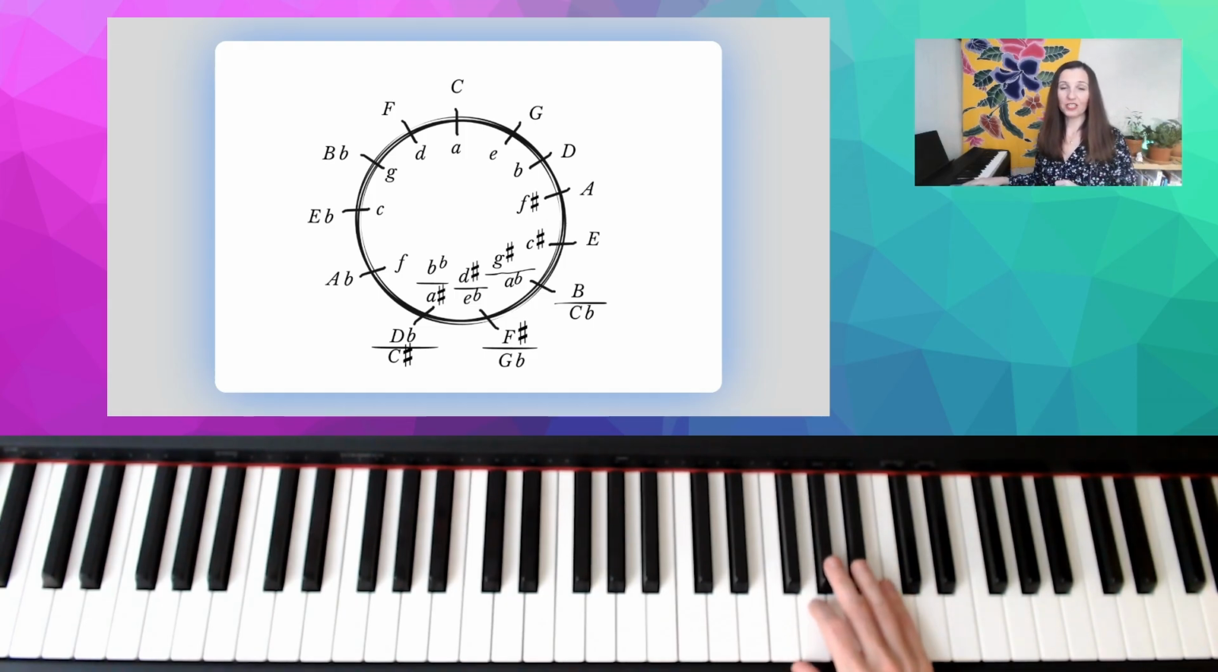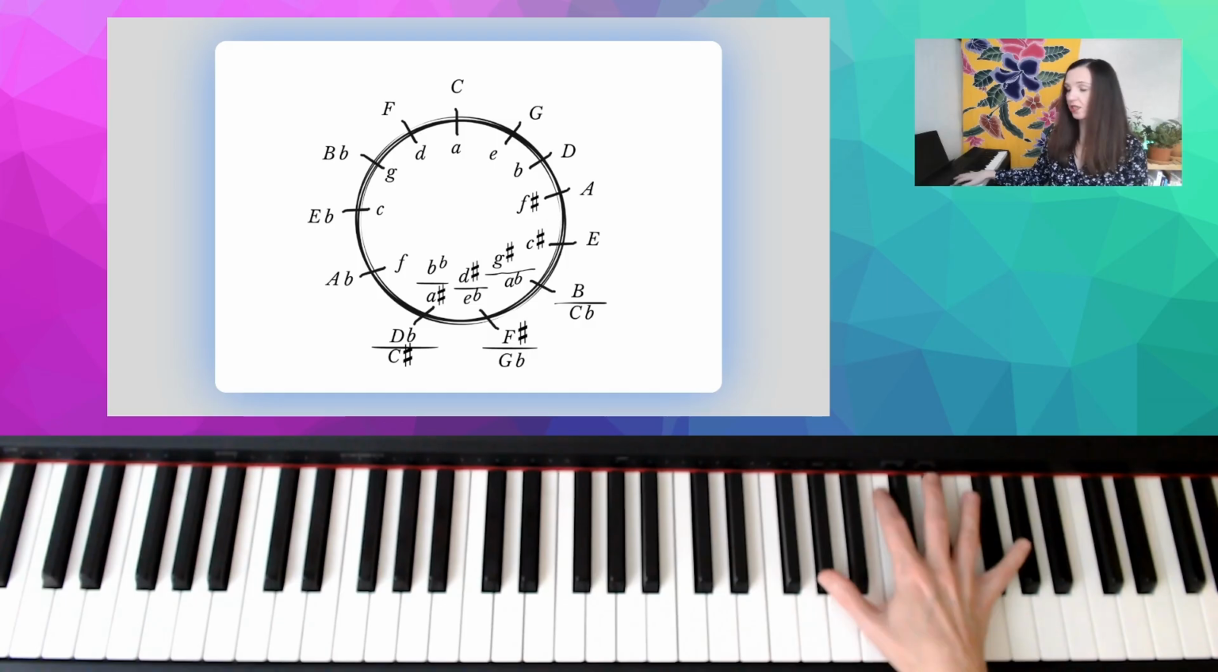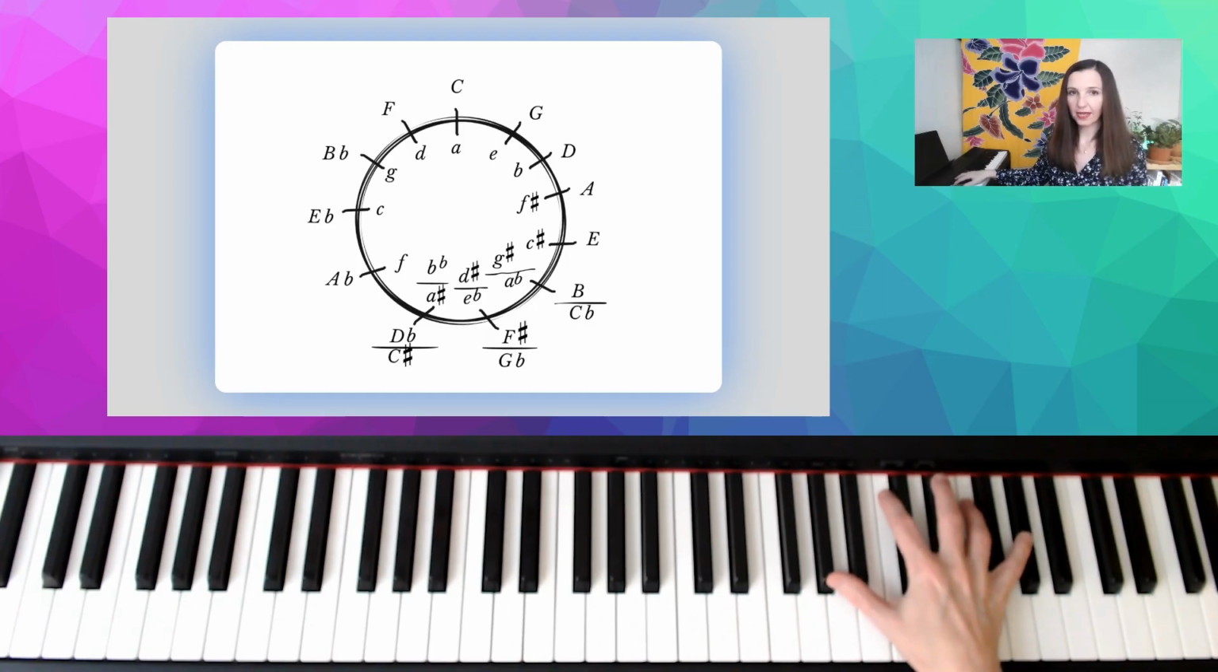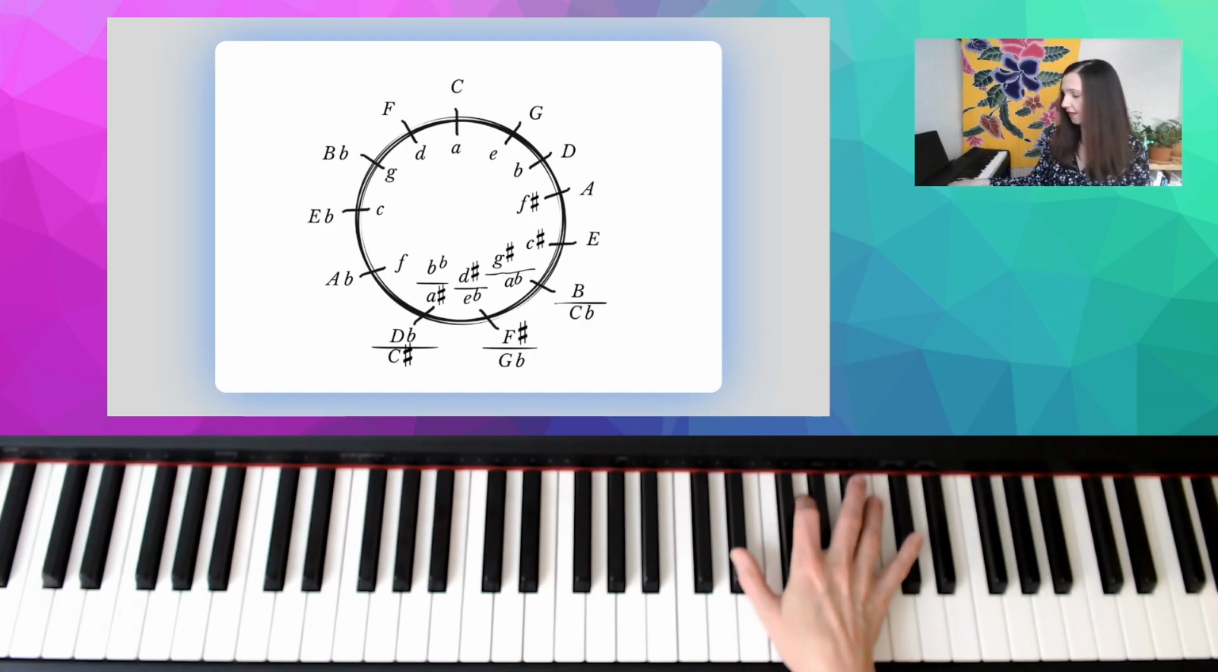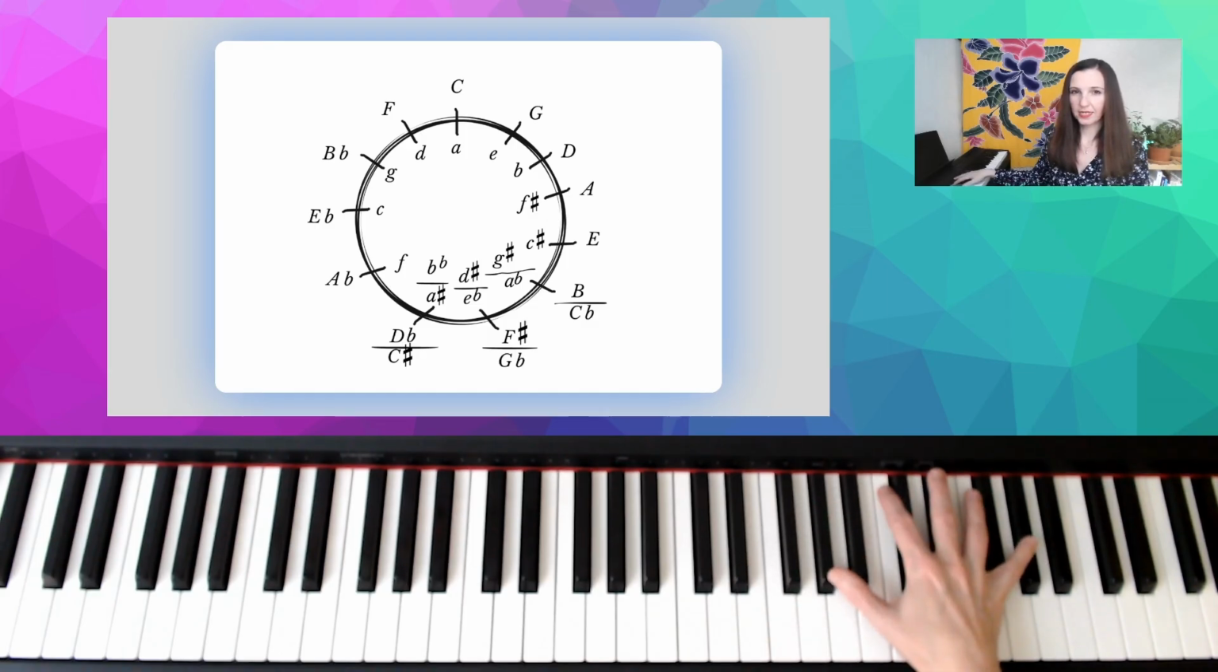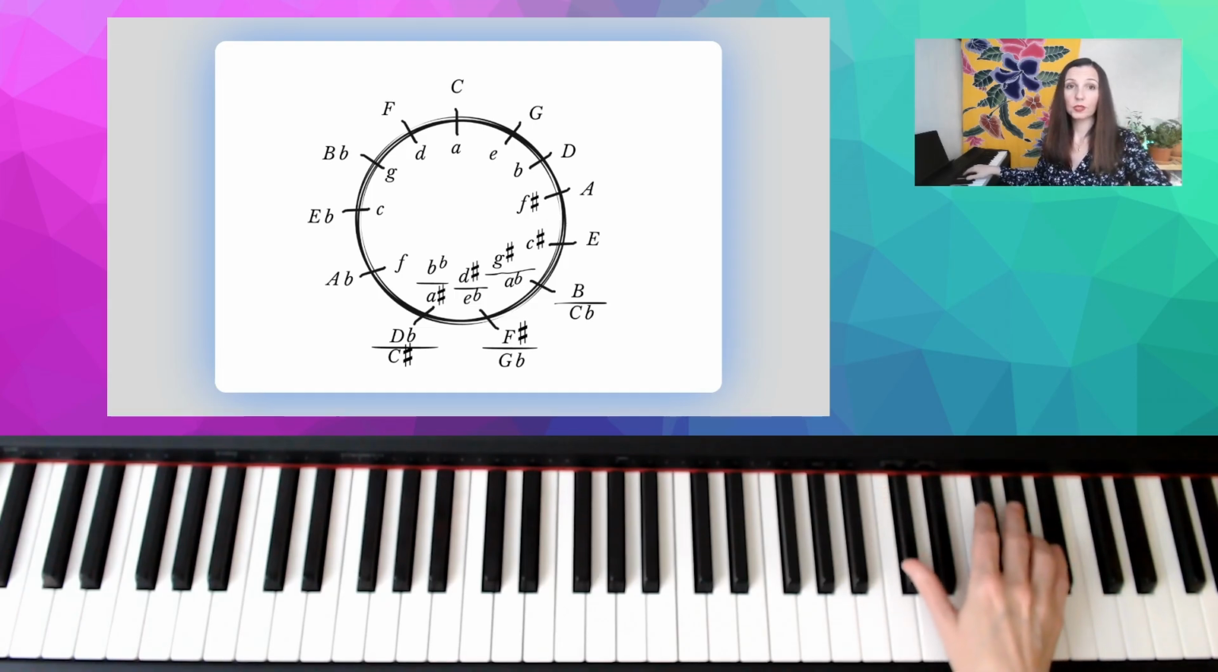The next major is A flat major. I'm looking for my tonic triad, and then the dominant 7th chord. Ready? We start with the top note. 1, 2, 3.